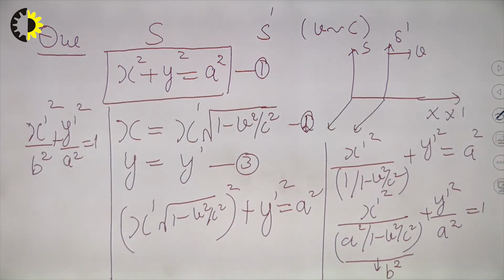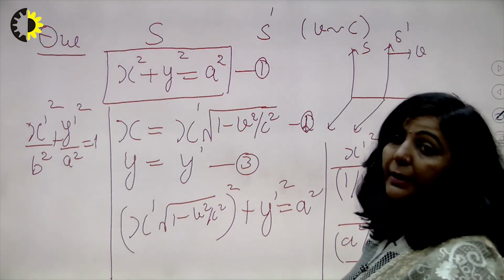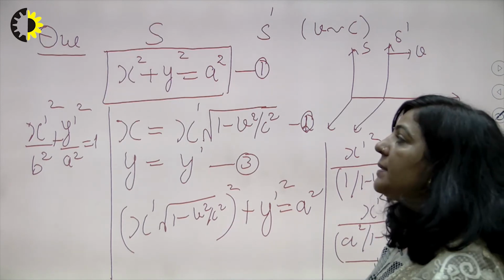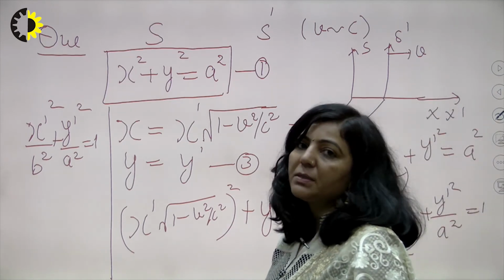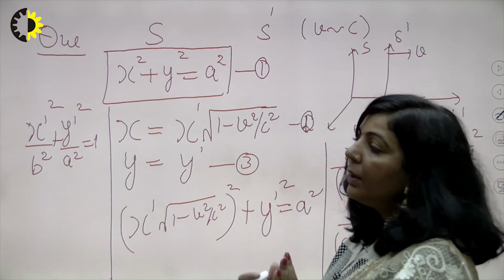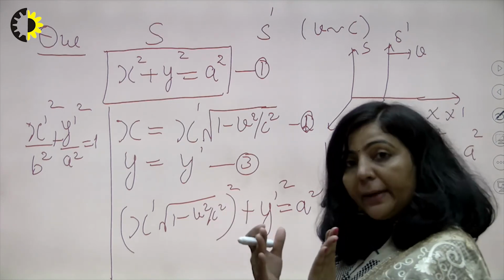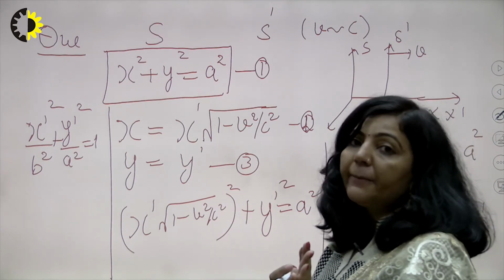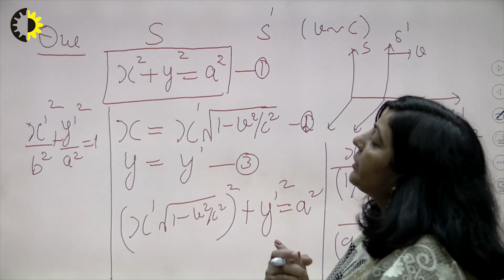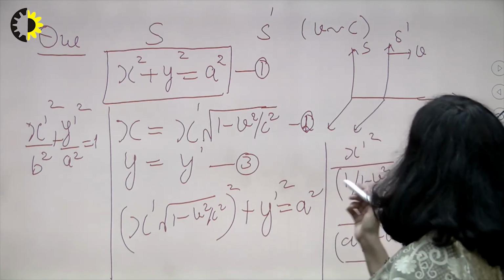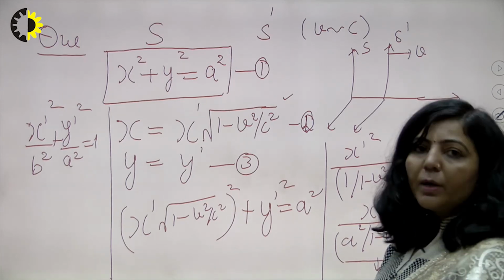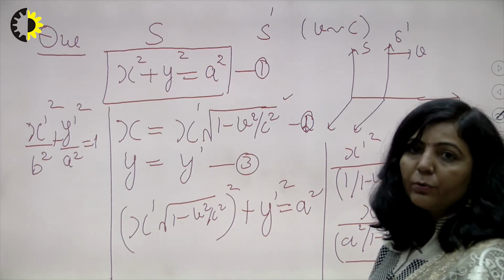You know, this is the equation of an ellipse, and you can see here x dash and y dash are the coordinates in s dash frame. It means this is the equation of an ellipse with respect to frame s dash. So a circle, when it is moving with a relativistic speed, will appear as an ellipse for a stationary observer. Why? Because along the direction of motion there will be a contraction, and that contraction will take place by this factor, root 1 minus v square upon c square. I hope this concept is clear to you now.